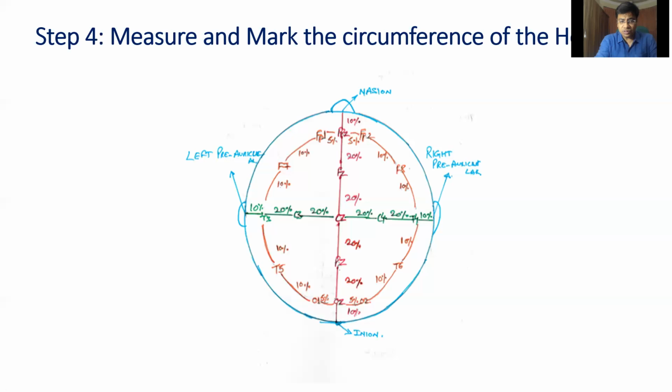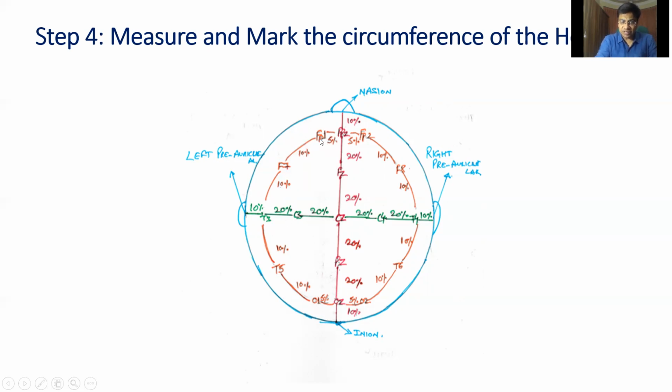One more thing I want to inform you about is that the left side of the hemisphere is always denoted by odd numbers, and the right side is always denoted by even numbers. That is the reason, if you see in the slide, when we move from FPZ to OZ, this is the left side.